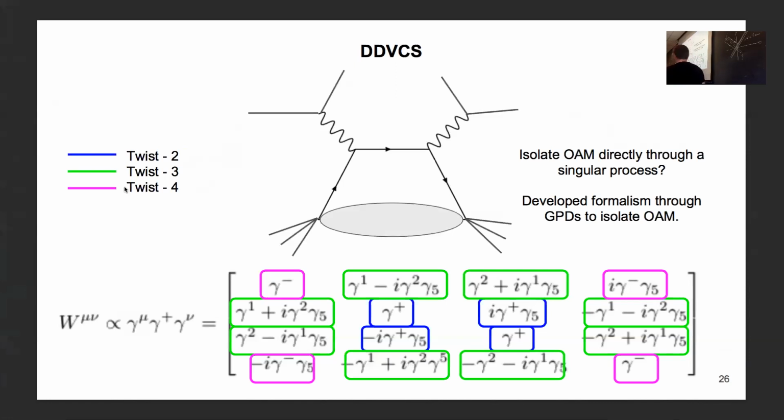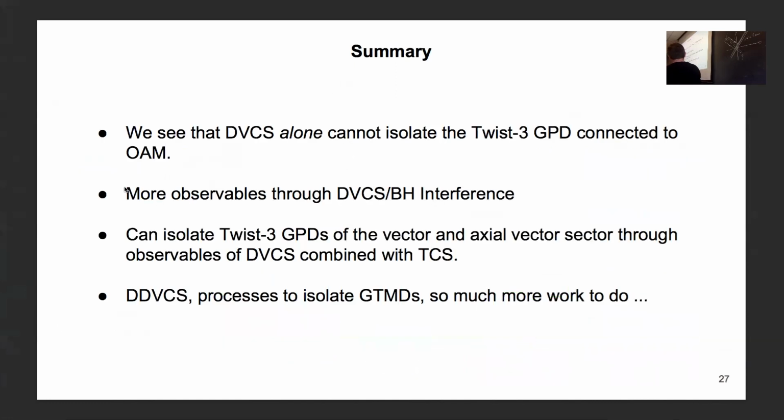And so that brings me to my end. We see basically that DVCS alone cannot isolate the twist-3 GPD connected to it. So you can't use purely DVCS to access E2T tilde. But along with DVCS, you also get extra observables through Bethe-Heitler interference that could possibly be usable. And when you combine the observables from DVCS and TCS, you can actually isolate the E2T tilde. So that's something that we are exploring further.